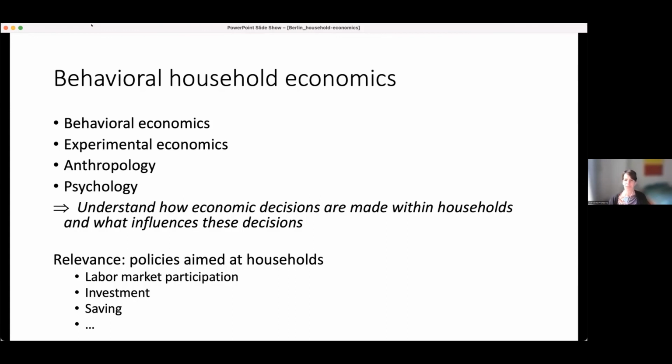For example, with respect to labor market participation, we just talked about gender differences, so women are encouraged to participate more. There are also policies that try to encourage more investment or savings and so on. And what we try to say is that we have to understand how the household makes these decisions to be able to structure these policies so that they are going to the right person in the household.